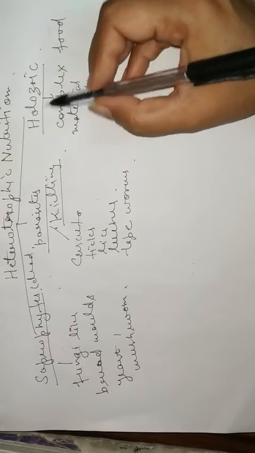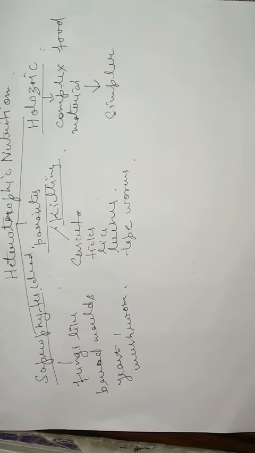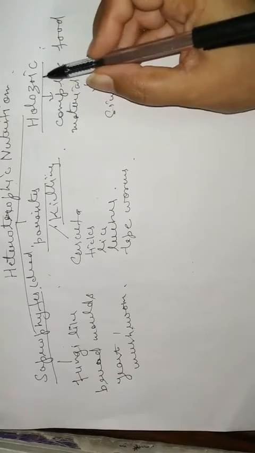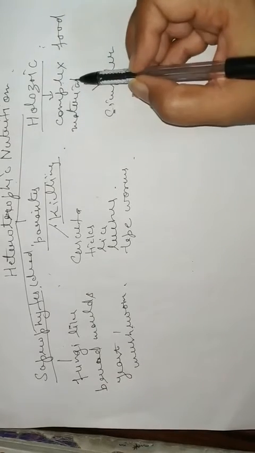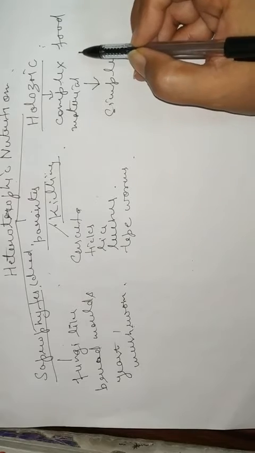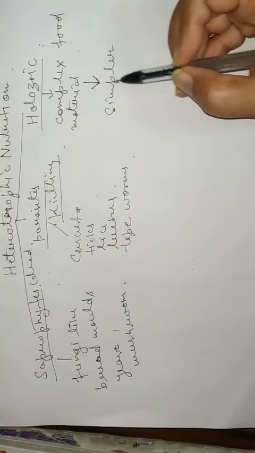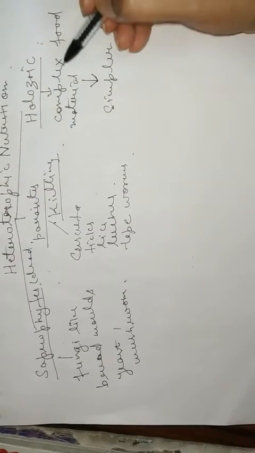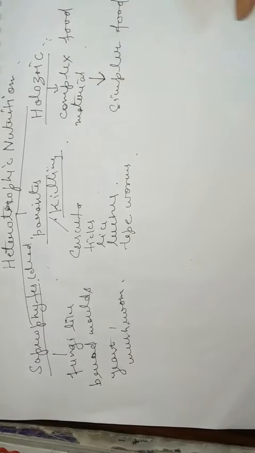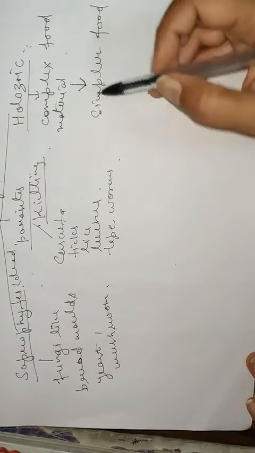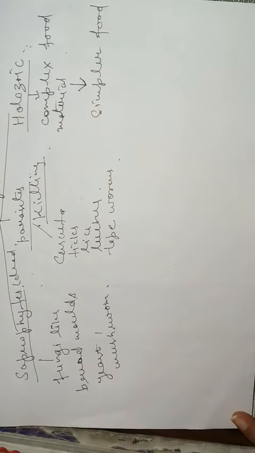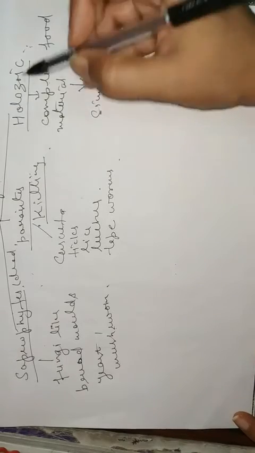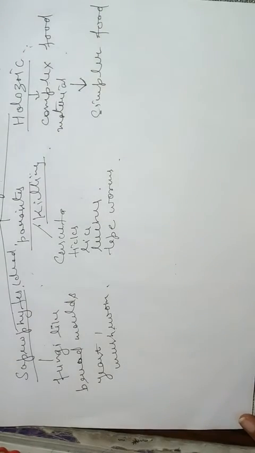And the third type of nutrition is holozoic nutrition. Holozoic nutrition is when someone takes complex food material inside the body and converts it into simpler food in their body. This type of nutrition is known as holozoic nutrition. All animals like cow, zebra, elephant, also us, also amoeba, show the holozoic type of nutrition.